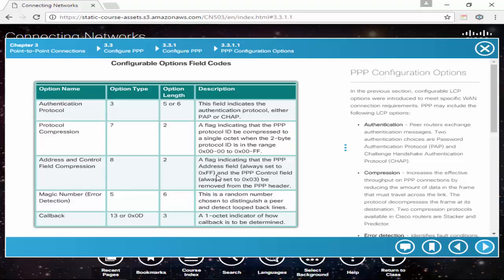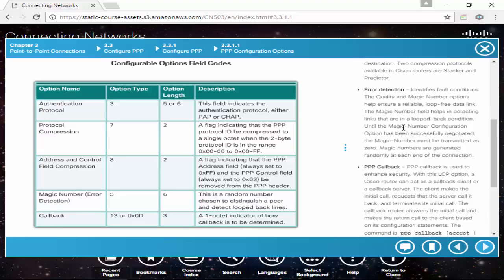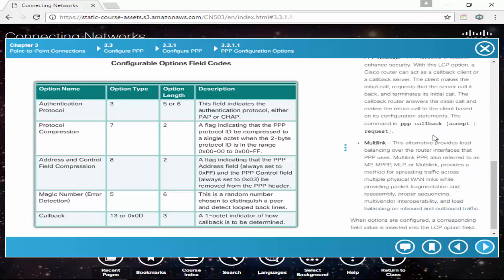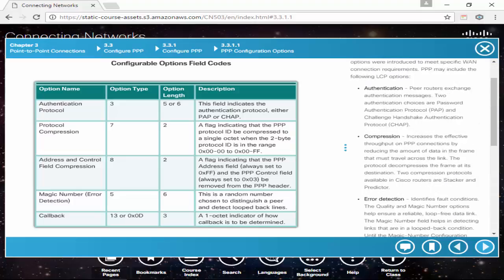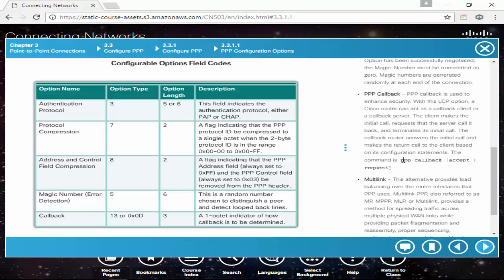Address and control field compression. More QoS. Magic number detection. This is a randomly chosen number to distinguish a peer and detect looped back lines. So I would guess this is probably used in bundling. I don't know. And then let's see, does it say anything more about... Oh, it has our configuration commands down here for callback.